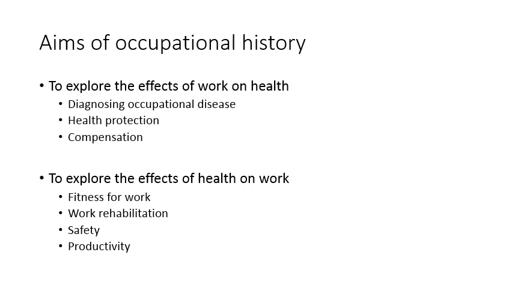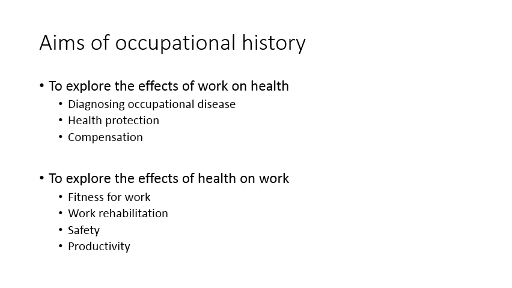When we take an occupational history, we might keep in our mind two aims. First, to explore the effects of work on health, and second, to explore the effects of health on ability to work. When we explore the effects of work on health, we are basically looking at the diagnosis of occupational disease, exploring the need to protect the health of the worker, and determining the eligibility for compensation.